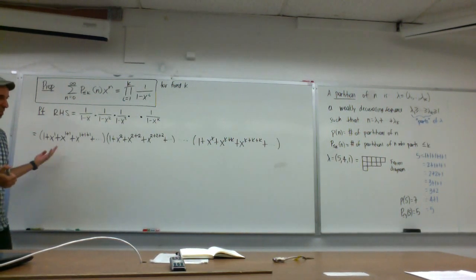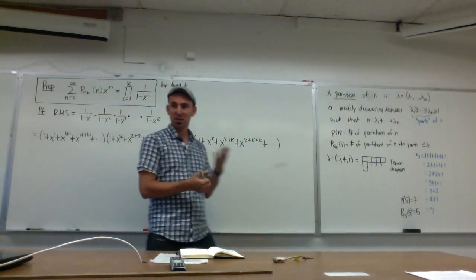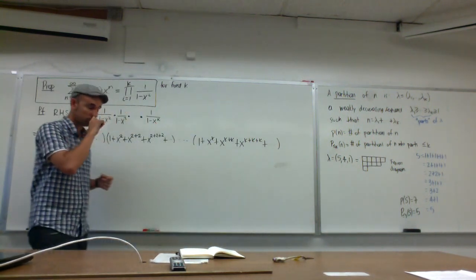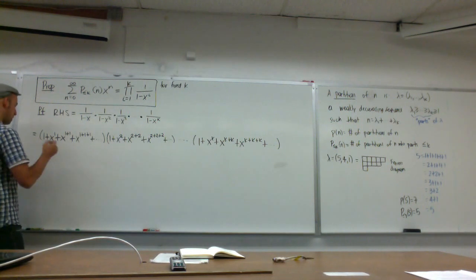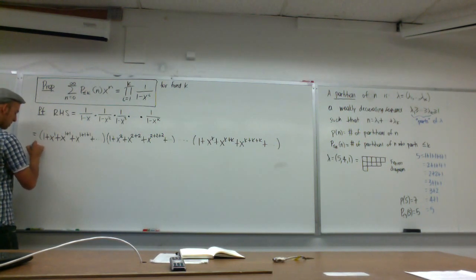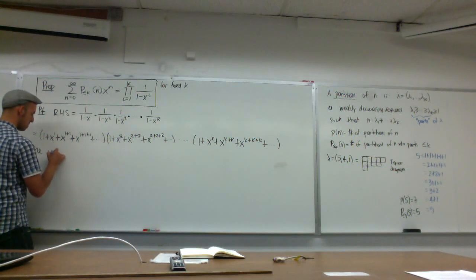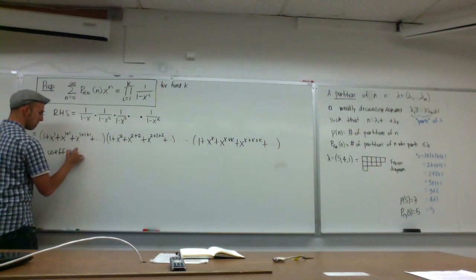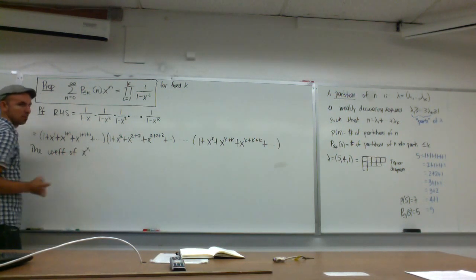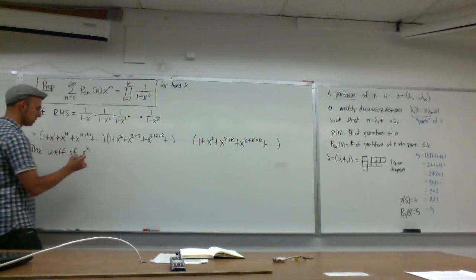Okay, so we have these k power series. Imagine that you multiply all of them together. When you multiply all of this out, what's the coefficient of x to the n here?